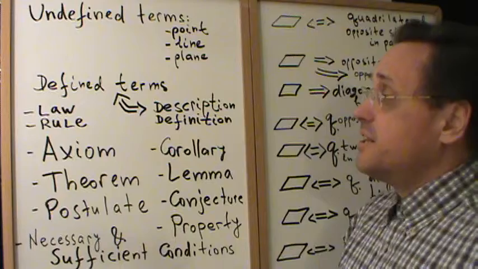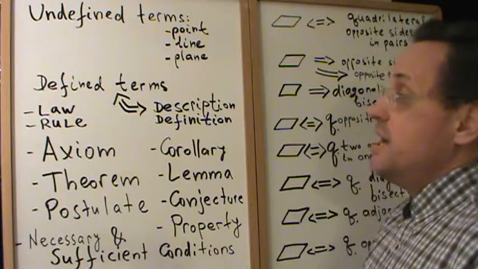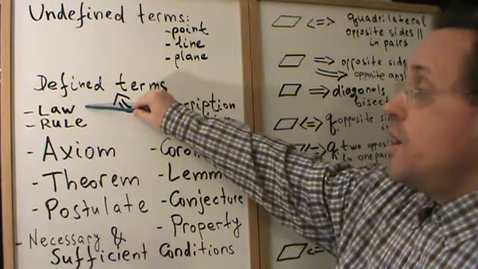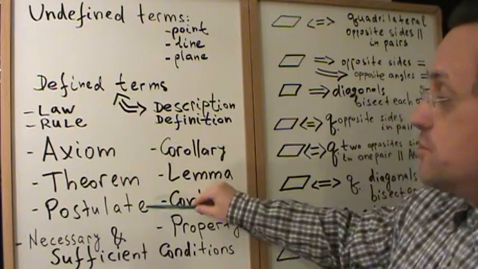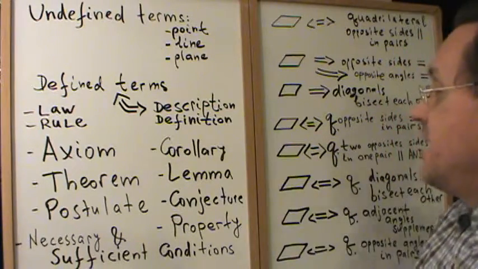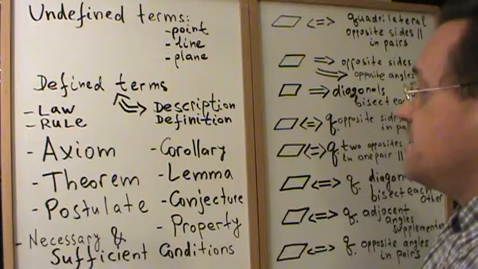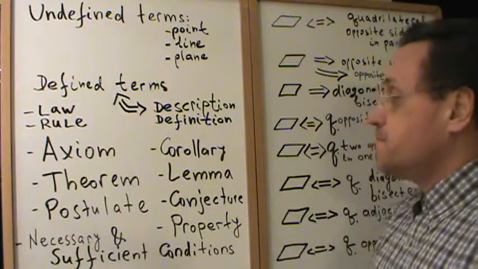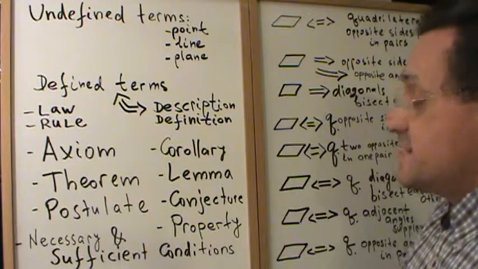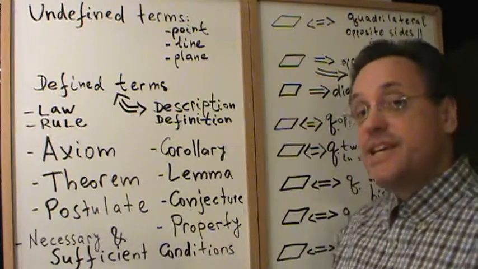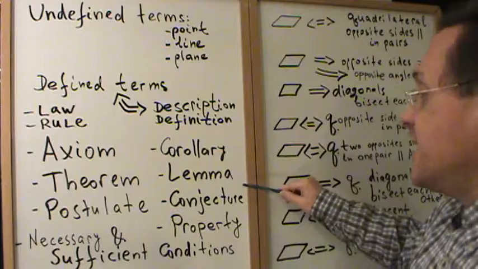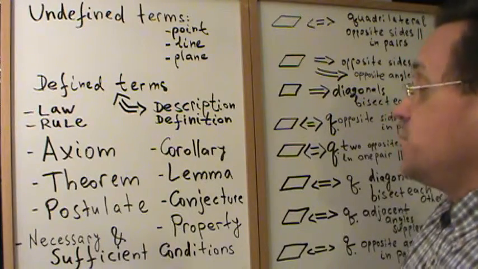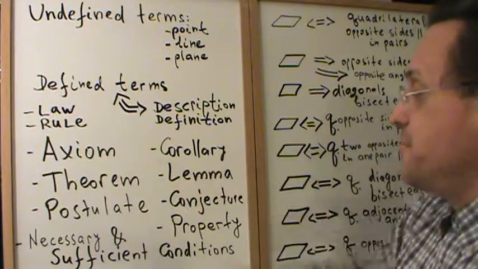The same is in colloquial language. You often use the word law or rule. They're similar to the word postulate. Corollary is a special kind of a theorem that follows a main theorem. Lemma is a special kind of theorem that precedes main theorem. It's an auxiliary theorem that will be used to prove the main theorem.